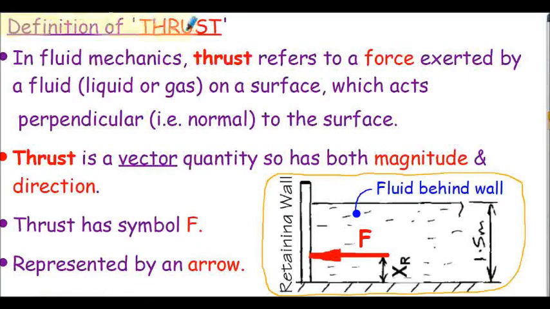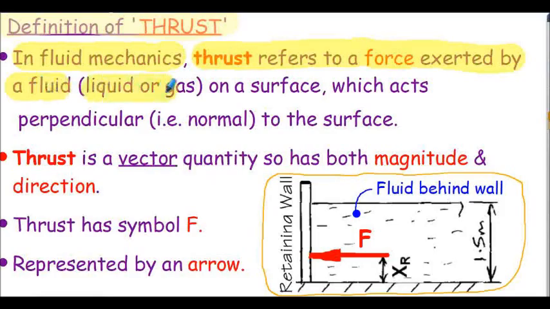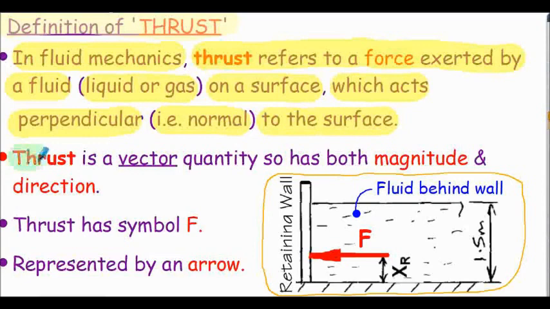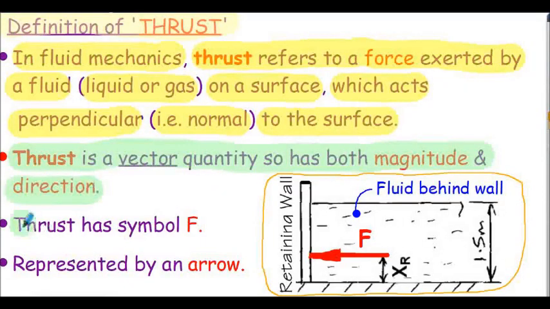Brief definition of thrust. In fluid mechanics, thrust refers to a force exerted by a fluid, that can be a liquid or a gas, on a surface. And this thrust acts perpendicular, normal, to the surface. Note that thrust is a vector quantity, so has both a magnitude and direction. The usual symbol for thrust is capital F. And as thrust is a vector, it can be represented by an arrow.